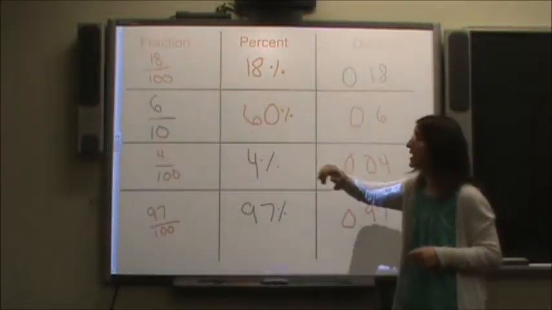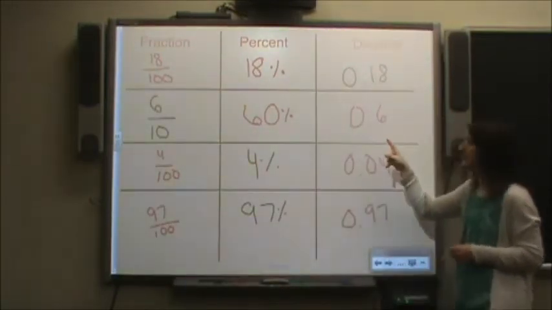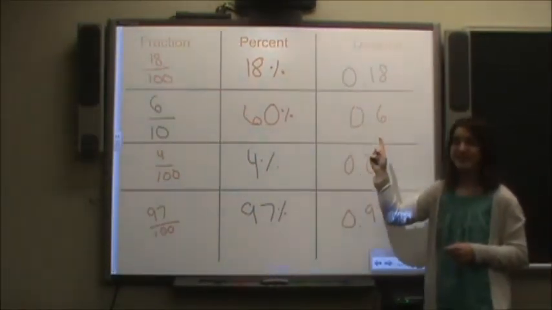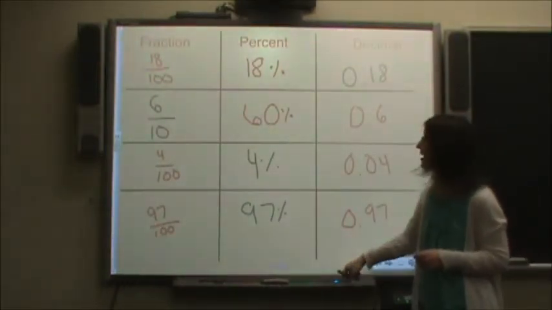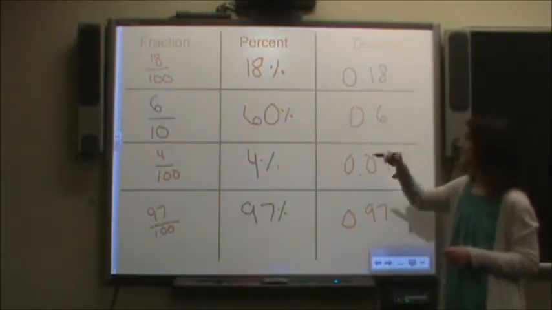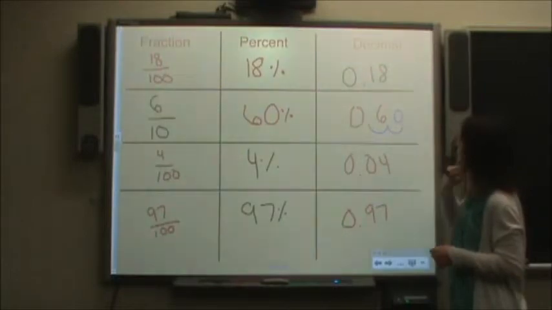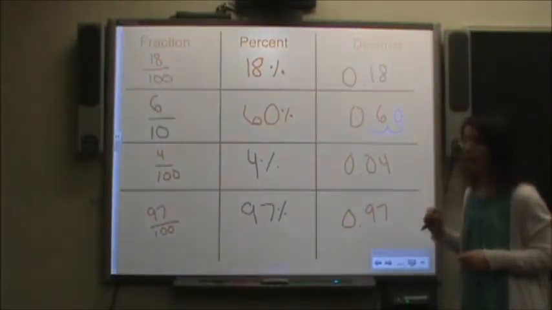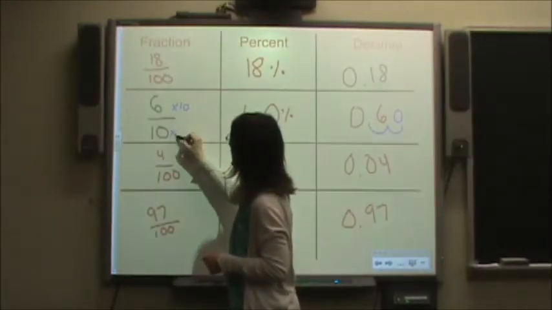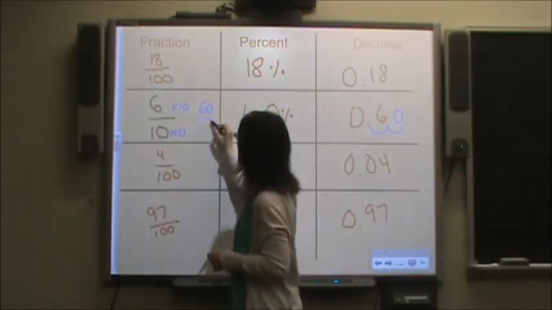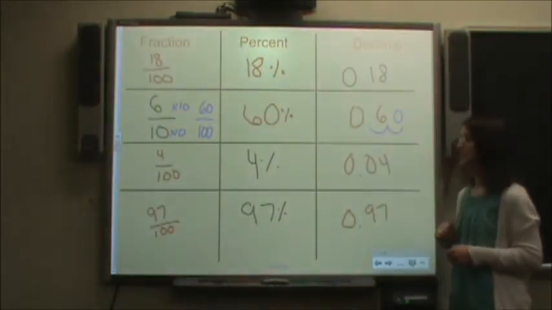The second row, we have 6/10. That's a little bit trickier. So maybe I'm going to hop over to my decimal first, because I know how to write 6/10. I would put my 6 in the tenths place, and then I can find my percent 2 ways. I can either move my decimal twice to the right, and I'm going to have 60%, or I can multiply 6 times 10 and 10 times 10 to get 60 over 100. That would also get me my answer of 60%.